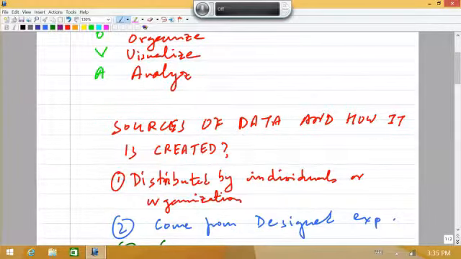First of all, data is provided by individuals or organizations. It comes from design experiment, it comes from different types of survey, and also from industry, or also from observational study. So again, data comes from individuals, it comes from design experiment, it comes from survey, and it also comes from an observational study.